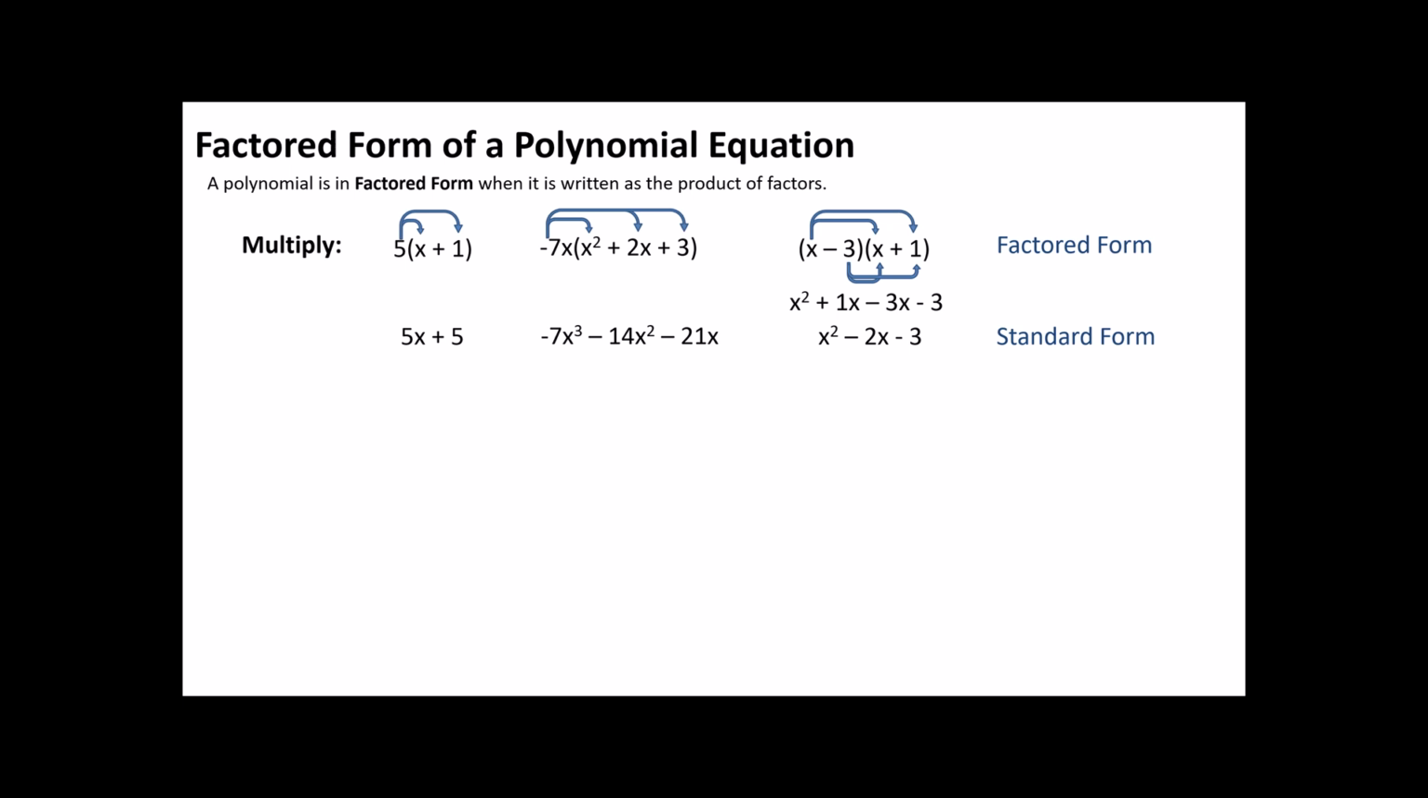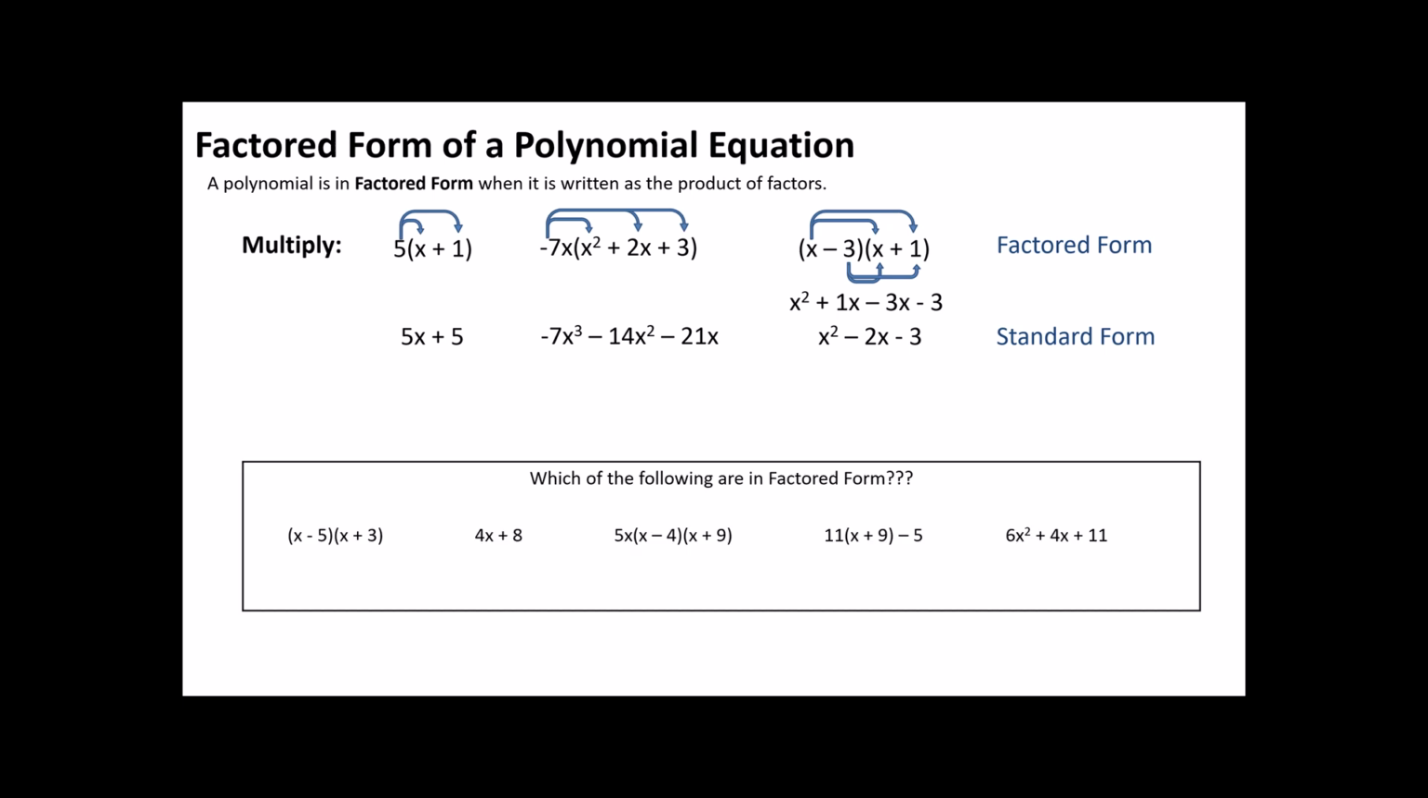It's going to be about taking things that may or may not be in standard form and moving them into a factored form in order to help us solve equations. The first thing we have to be able to do, though, is recognize which things are in factored form and which are not. So when I look over here, I have x minus 5 times x plus 3. Is that in factored form? It is. Notice it's a linear binomial times a linear binomial. Yes, this is factored form.